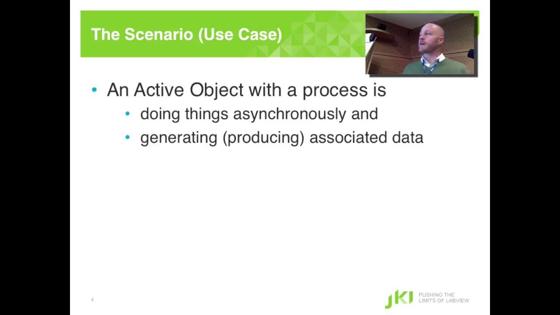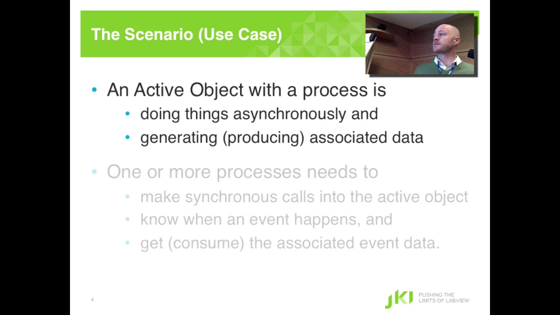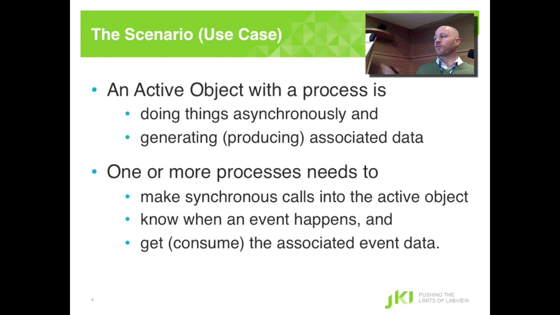So the scenario here is that you have an active object that has a process, which is basically a loop that's doing things asynchronously and generating or producing data associated with those events. And you have one or more processes that need to make synchronous calls into the active object, know when an event happens, get and consume the associated event data.